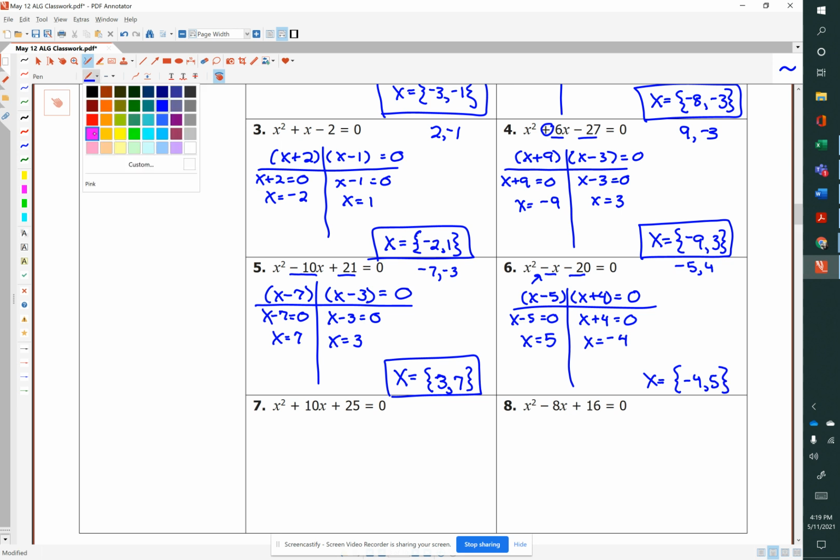Let's change our color for a few minutes. We'll work with the pink. So number 7, we have x squared plus 10x plus 25. We need two numbers that add to 10 and multiply to 25, and they'll both be positive. So certainly 5 and 5. They add to 10 and multiply to 25. So (x + 5)(x + 5) = 0.